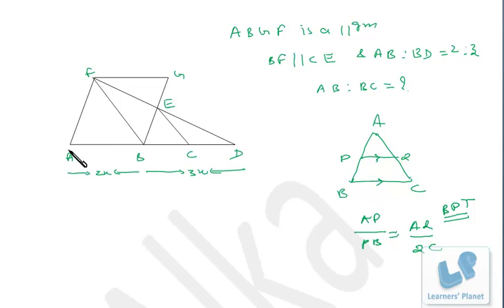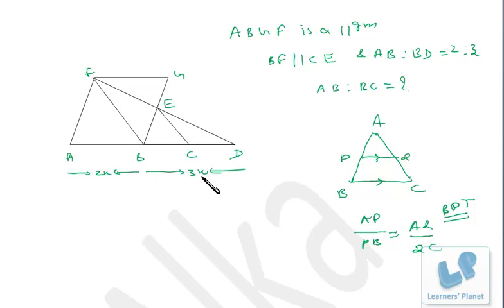Now you can see this triangle AFD. Here AF is parallel to BG because ABFG is a parallelogram. So just concentrate. AF is parallel to BG. That means DB by BA is equal to DE by EF, right? DB by BA is equal to DE by EF. Now DB by DA is what? 3:2. So this will also be in the ratio 3:2, but the constant may be different.